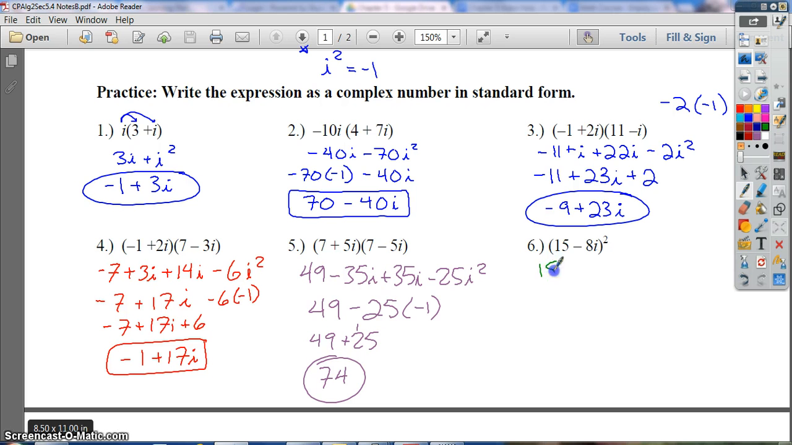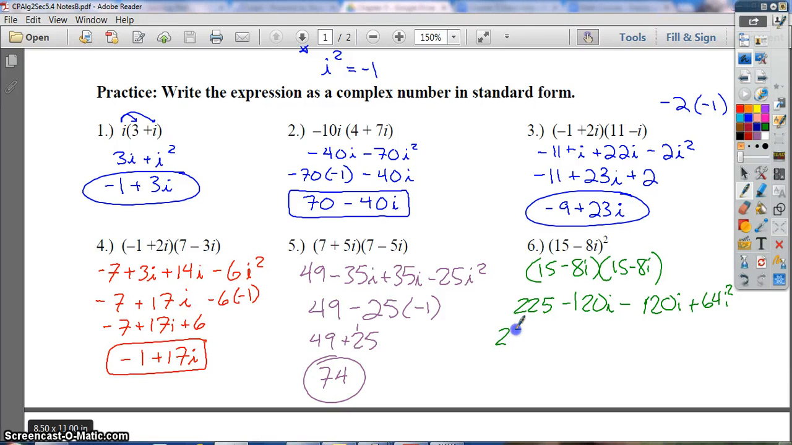Okay? It's always best practice to rewrite this as 15 minus 8i. It's 15 minus 8i. That's 225. 80 plus 40 is 120i. Minus 120i. Plus 64i squared. So that's FOIL. Let me just double check that quick. Yeah, I believe we're okay.